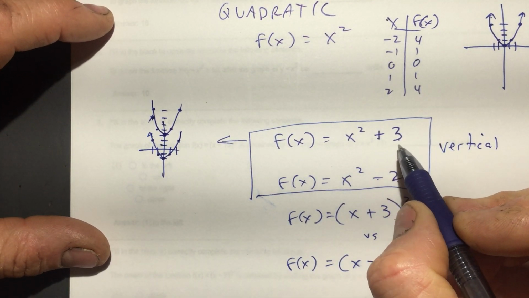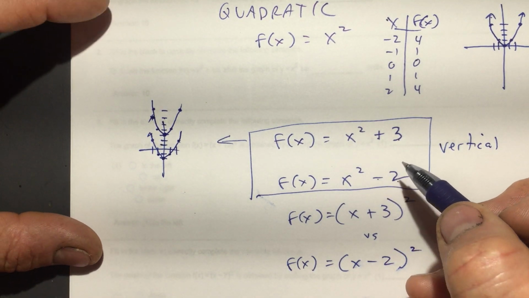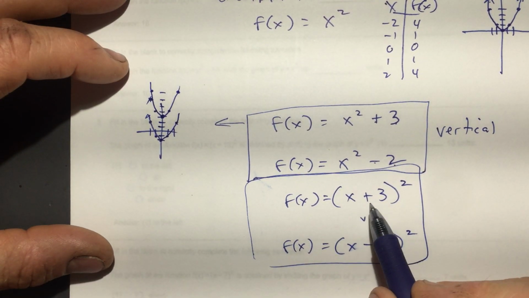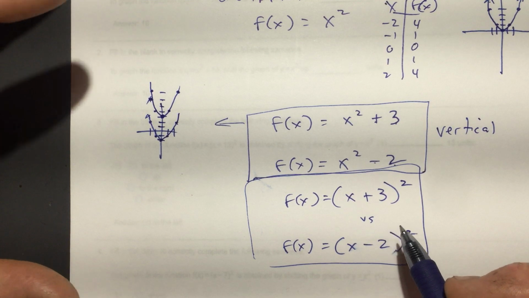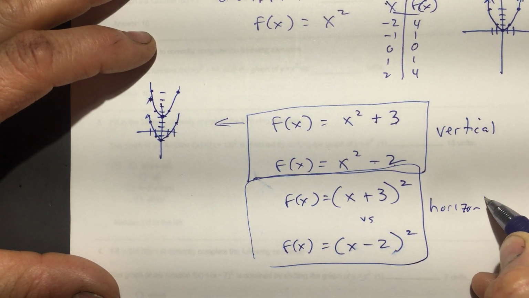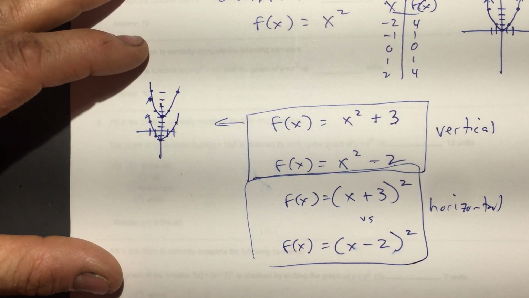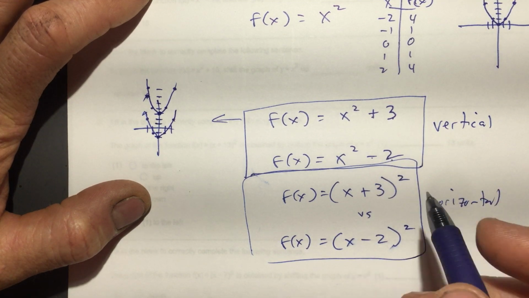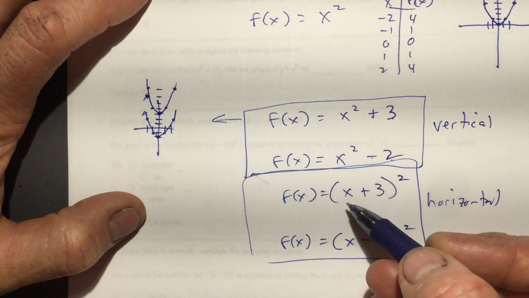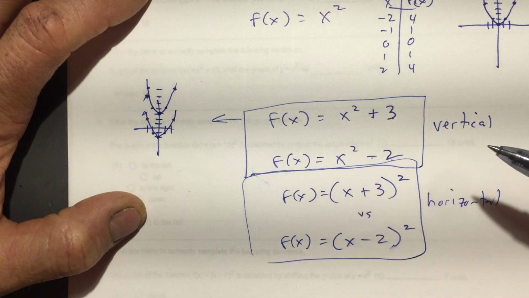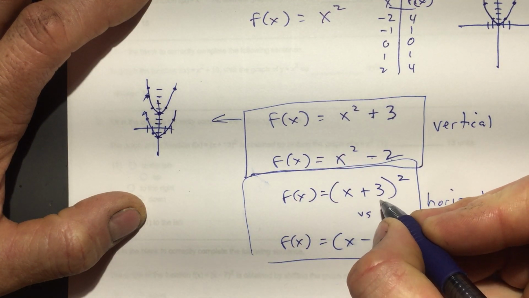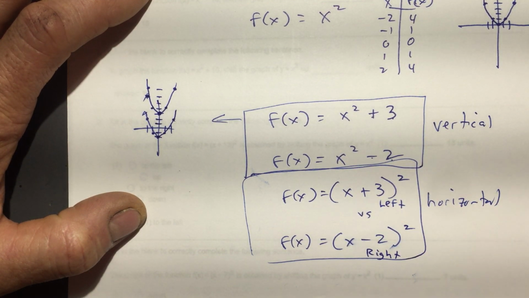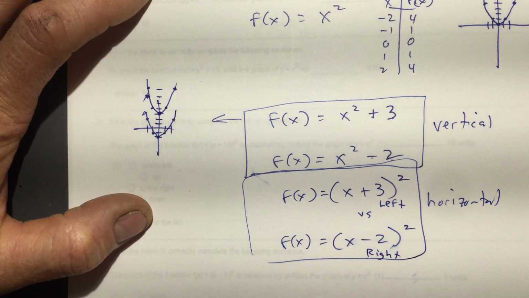So when you have plus or minus numbers like this, that's your vertical shift. Now, when you have numbers like this right here, when you're adding or subtracting, these numbers are getting squared along with the x. This is going to be horizontal. What you've got to remember though is this does the opposite thing. When I add 3, it has the opposite effect on the x values, which makes it move to the left 3. So this right here, plus 3, will move it to the left, whereas minus 2 will move it to the right. It has the opposite effect on it.